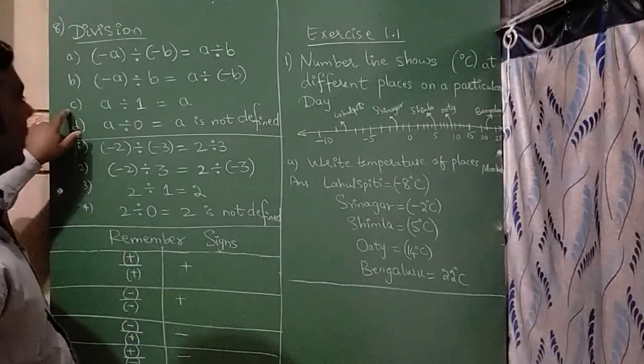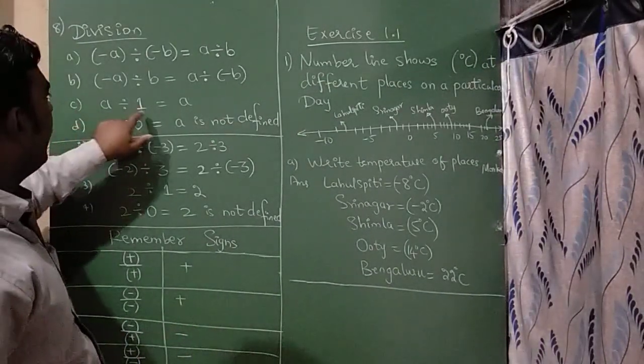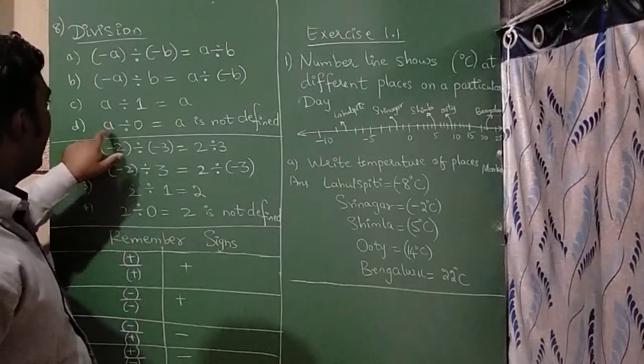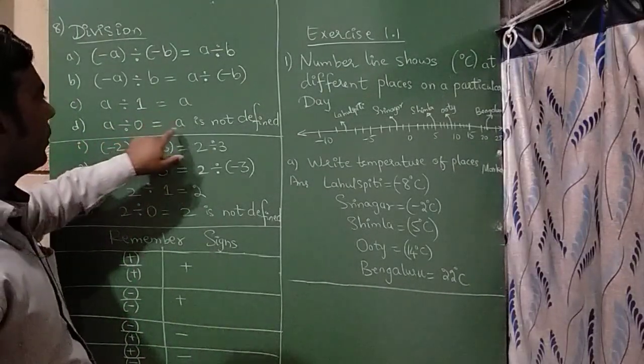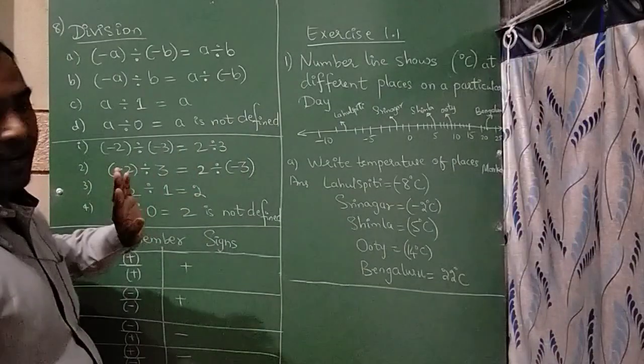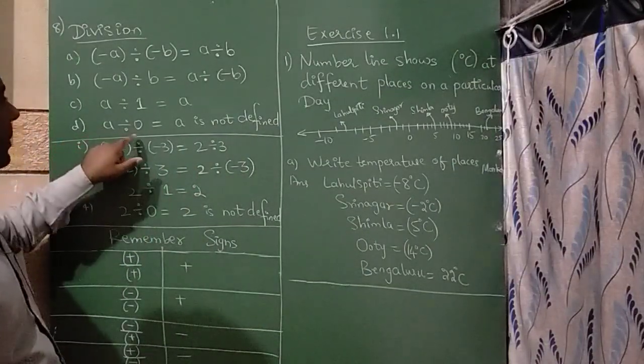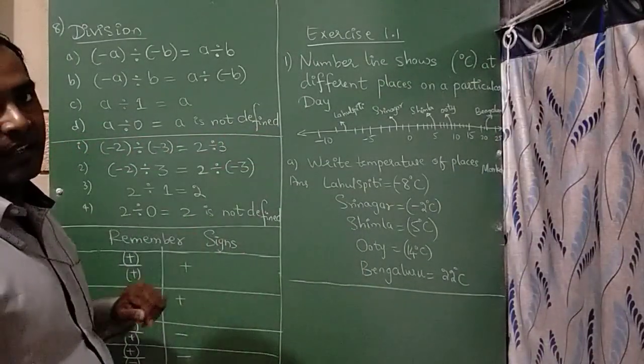Now the third one is a divided by 1 is a. Now a divided by 0 is not defined. So any number divided by 0 is always not defined.